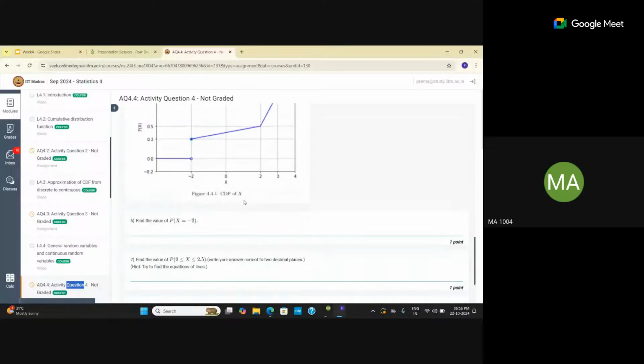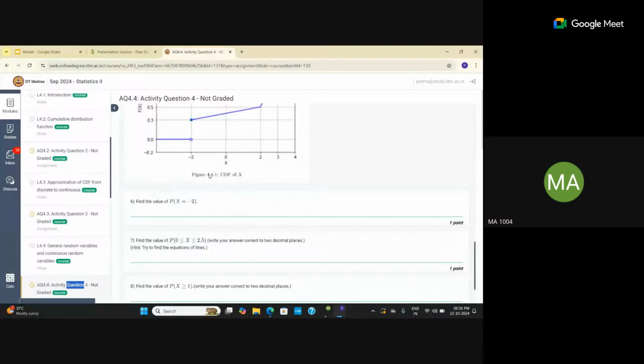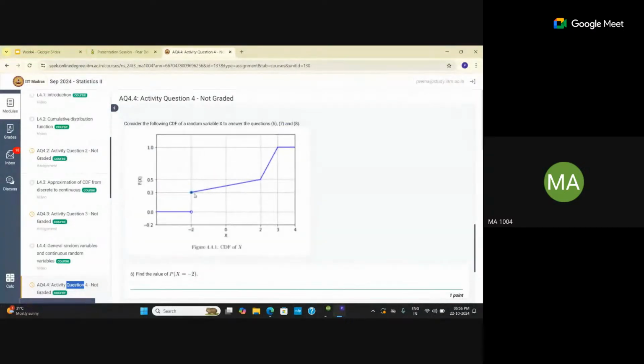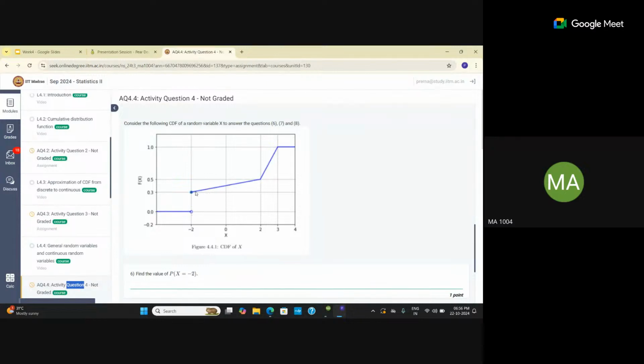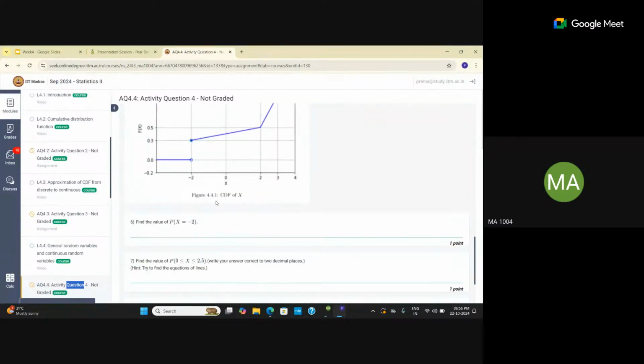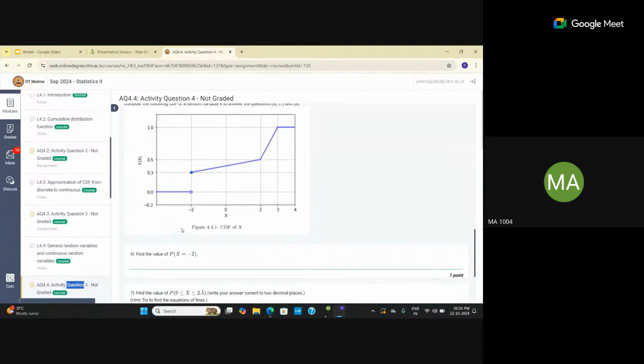So you have to basically find the probability in this region, from 0 to 2, then 2 to 2.5. First of all, what will you do to find the CDF? You have to find the equation of this line, which is from -2 to 2. Is this clear? What is the CDF between -2 and 2? It is this line, so you have to find the equation of this line. The hint is also given: try to find the equation of lines. And how will you find the equation of a line?